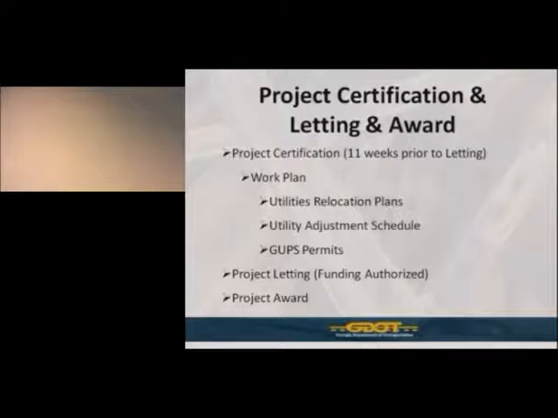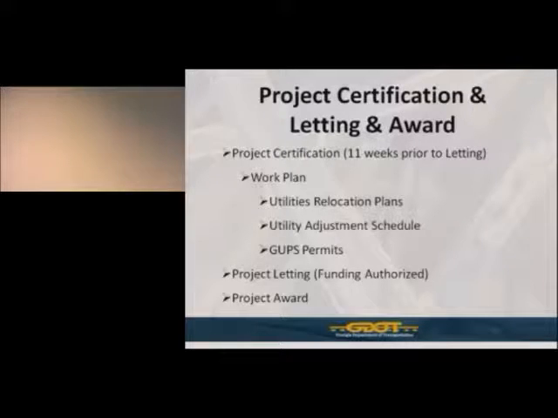So we've discussed the utility adjustment schedule and getting that in to the department. Now, what I want to go over at this point is we've been in the pre-construction phase and we're getting ready to let a project. Every dollar that the department spends on projects requires 3 certifications. There's environmental, right-of-way, and utility. All 3 of those offices have to certify a project in order to get construction funding authorized for that project.